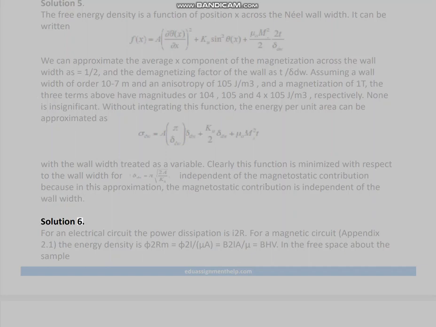Solution 6. For an electrical circuit, the power dissipation is I²R. For a magnetic circuit, Appendix 2.1, the energy density is phi²Rm equals phi²L/A equals B²·l/μ equals BHV, in the free space about the sample.